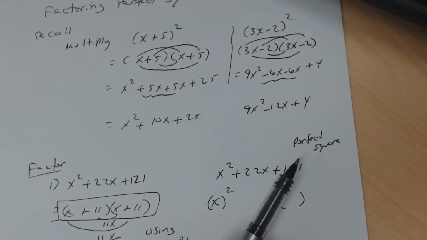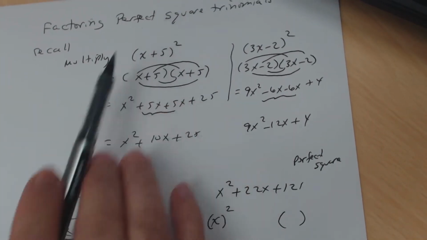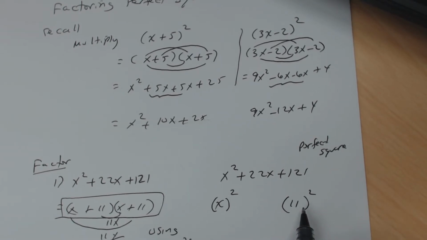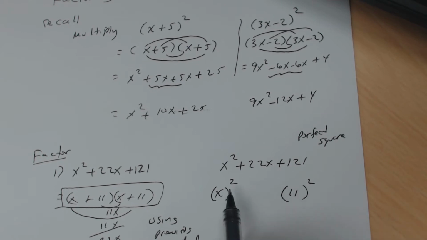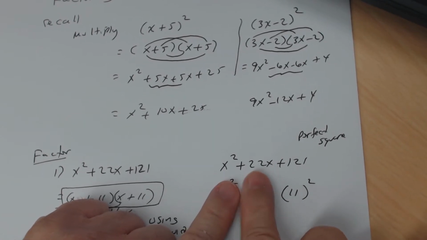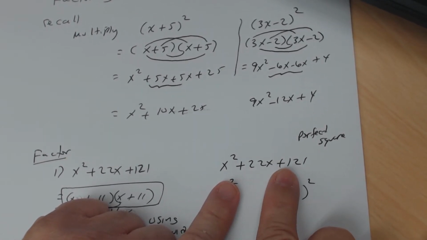So there's going to be some terminology here. x squared is a perfect square because I can write x squared as x in parentheses times itself. 121 is a perfect square because I can write 121 as 11 times itself. And notice what happens. If I take x and 11 and multiply them together, I get 11x. And if I multiply by 2, I get 22x. So x times 11 is 11x. Multiplied by 2, I get 22x. So that means that this right here is a perfect square trinomial.